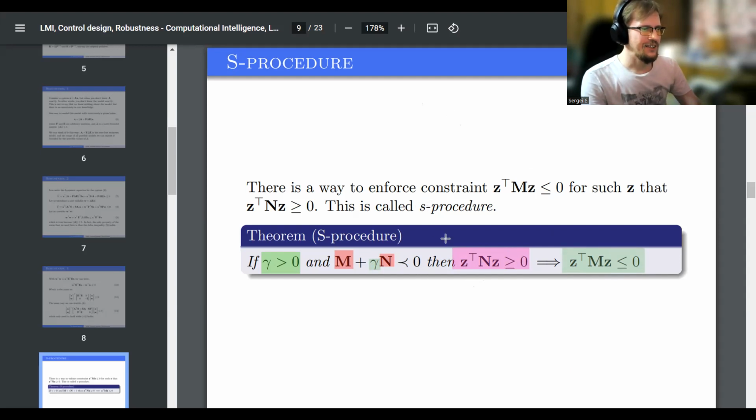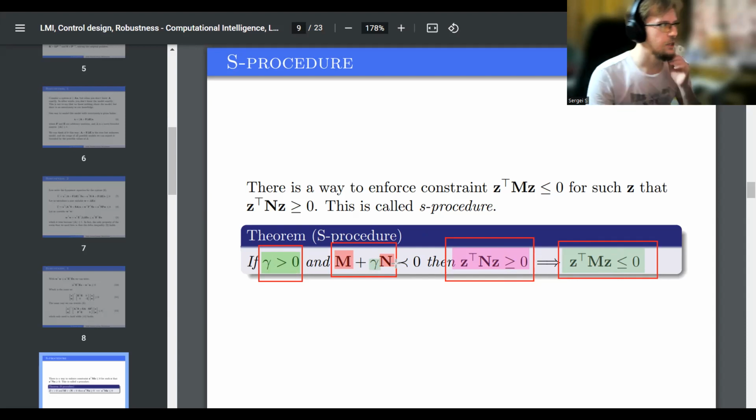Let's try one more. What we want is to imply that as long as this holds, this holds. As long as this is positive, this is negative. That's what we want to work with. Good. When will this be true? It will be true if we can find positive gamma and negative definite m plus gamma n. That's all. We just need positive gamma and negative definite m plus gamma n. That's it. And that's what we want to do for our system.